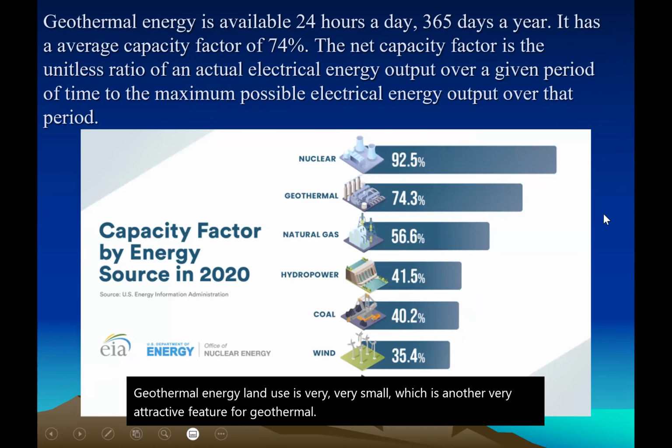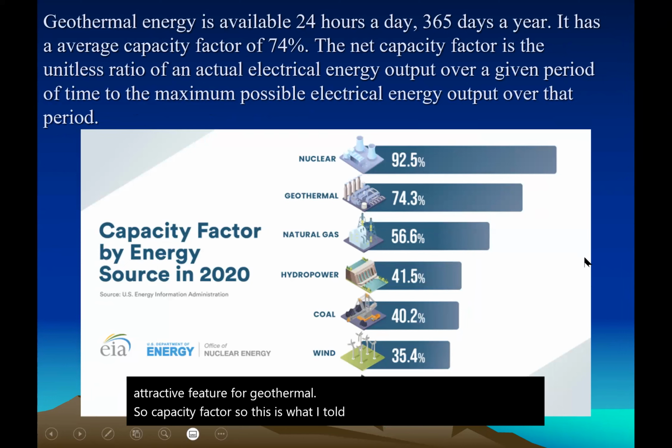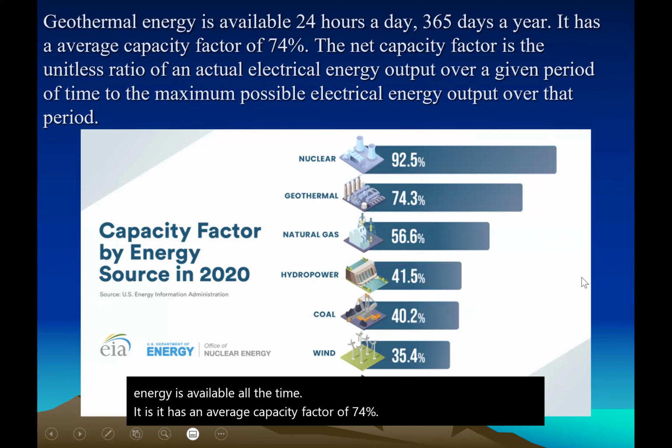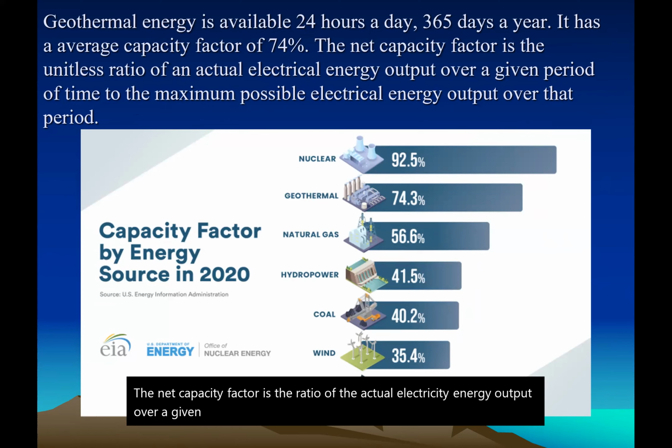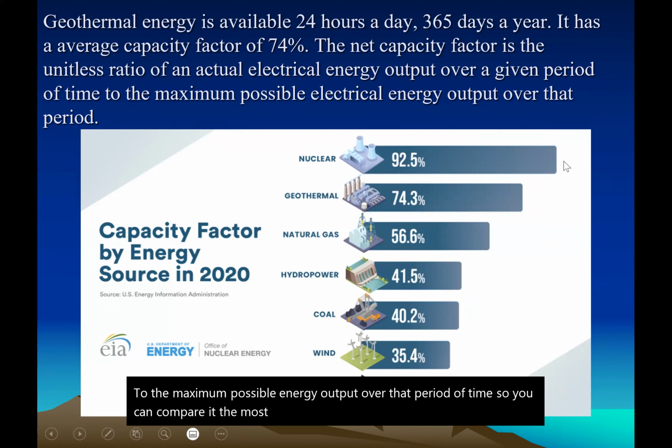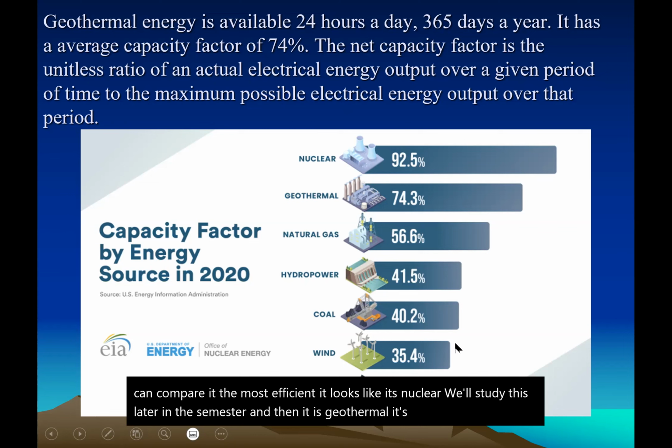So capacity factor. This is what I told you earlier. Geothermal energy is available all the time. It has an average capacity factor of 74%. The net capacity factor is the ratio of the actual electrical energy output over a given period of time to the maximum possible energy output over that period of time. So you can compare it. The most efficient, it looks like, is nuclear. We'll study this later in the semester. And then it is geothermal. It's much higher than when you compare it to wind and solar.